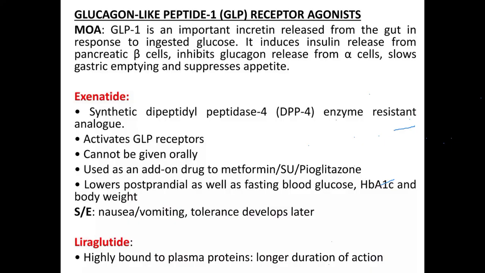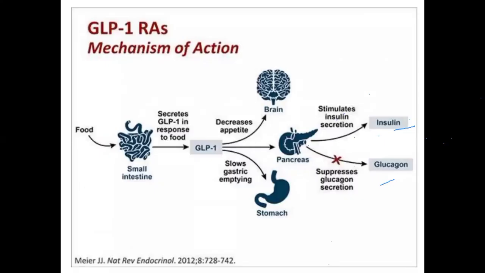GLP-1 receptor agonist mechanism of action. This is the pictorial representation of how a GLP-1 receptor agonist works. As soon as food, or the sugar inside the food, enters the body, it goes into the small intestine for digestion. Then, as it reaches the small intestine, GLP-1 is secreted in response to food. GLP-1 is glucagon-like peptide 1, secreted in response to the food which the patient has ingested.